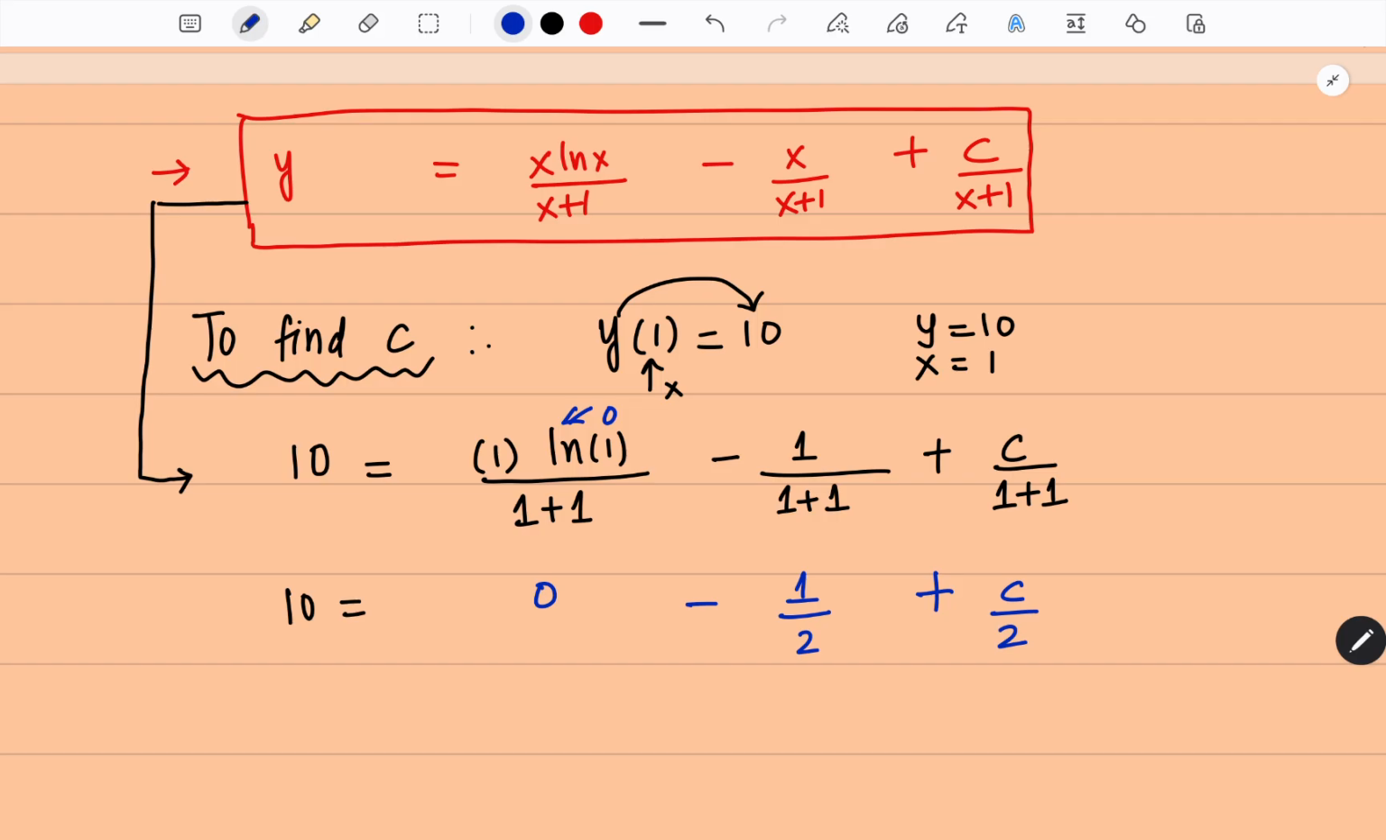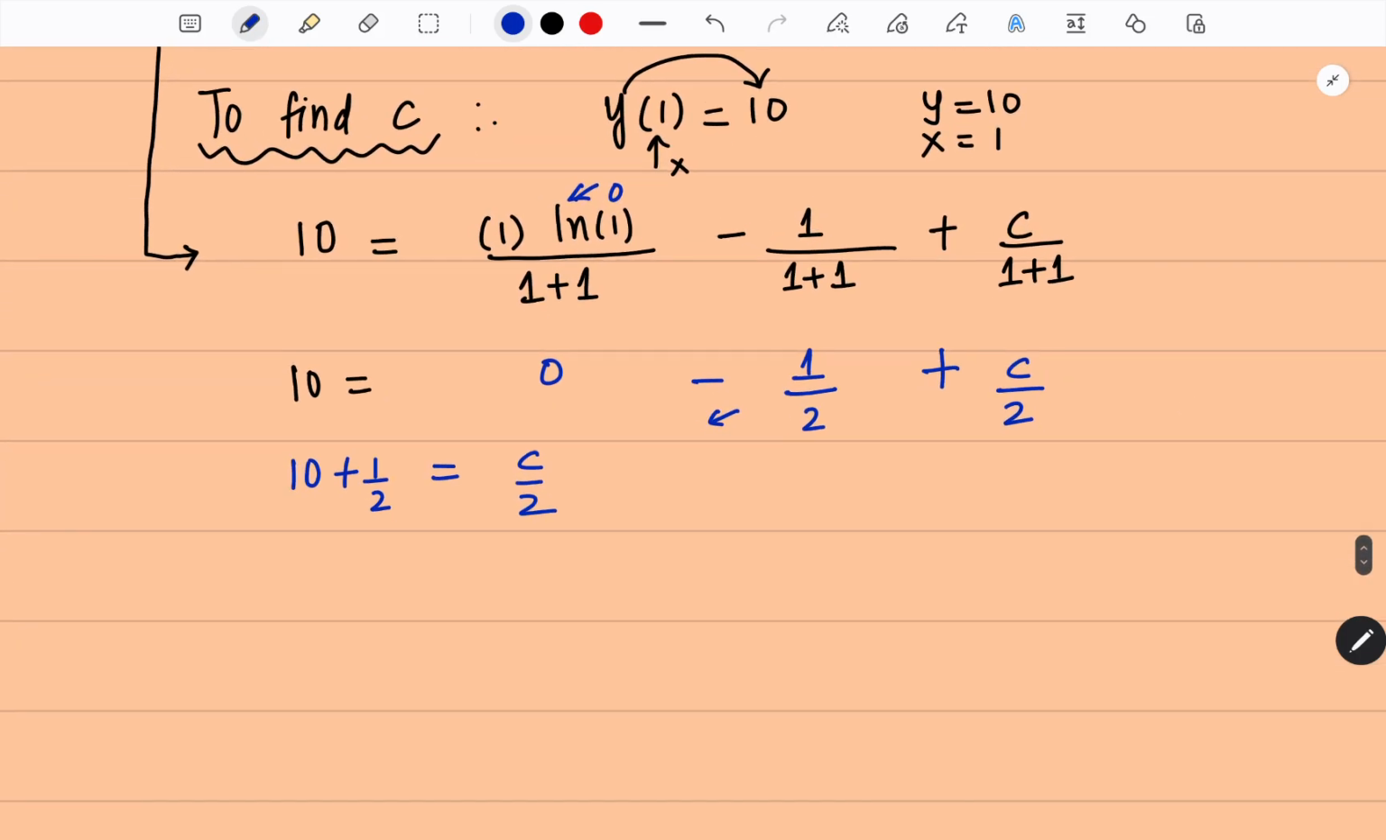You can do it with the calculator or any way you like. So this is simplified: I'm going to take this half to the left side. So 10 plus half equals c by 2. You can use a calculator, no problem. Twice 10 is 20, 20 plus 1 is 21, divided by 2, which is equal to c by 2. You can cancel 2, any method is fine. c is equal to 21.